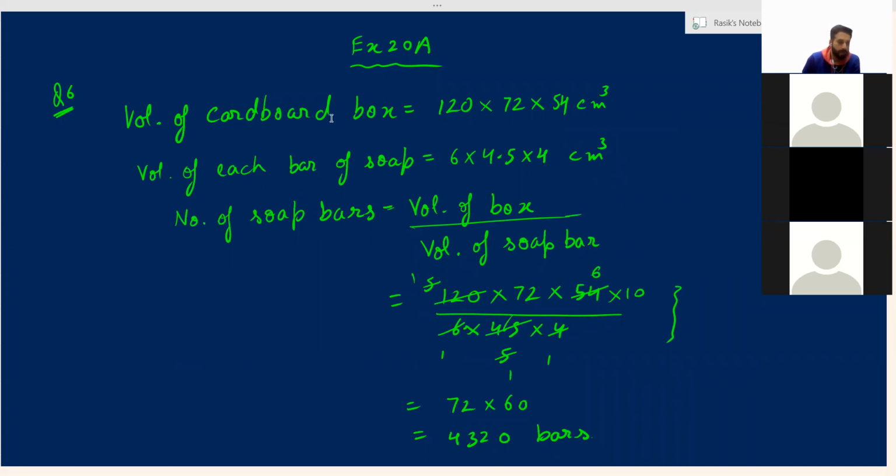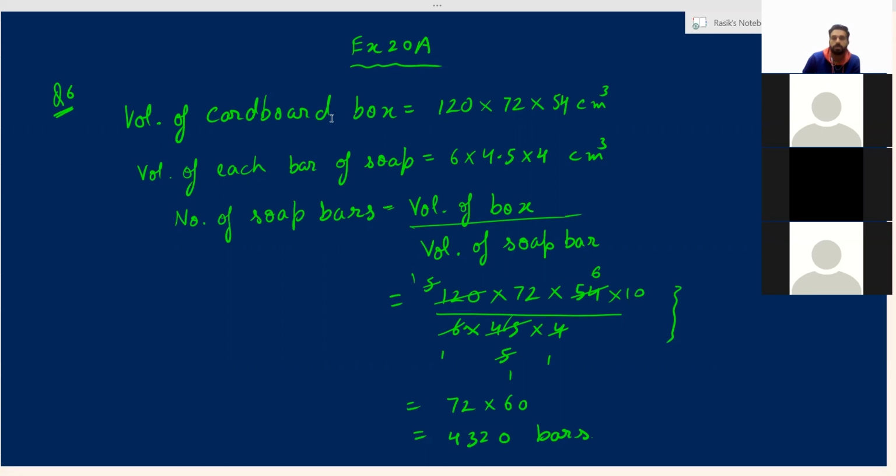Secondly, you have to find out how many packets can be placed in a carton of 1.5 meter by 84 centimeter by 60 centimeter. That means length, breadth and height. So this is the volume of one carton. So how many packets you can keep in one carton, this you have to find out. So you will divide the volume of carton by the volume of each packet.